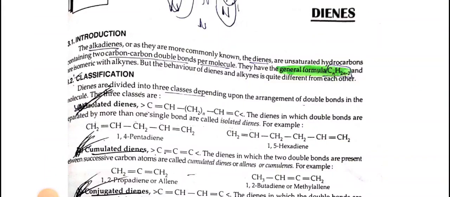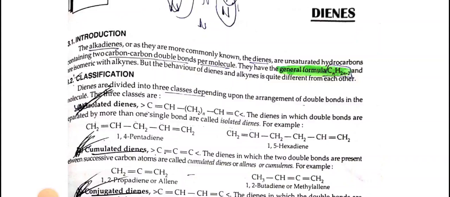The alkadienes, or as they are most commonly known, the dienes, are unsaturated hydrocarbons containing two carbon-carbon double bonds per molecule. They have the general formula CnH2n-2 and are isomeric with alkynes. But the behavior of dienes and alkynes is quite different from each other.